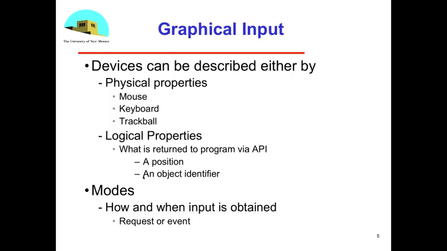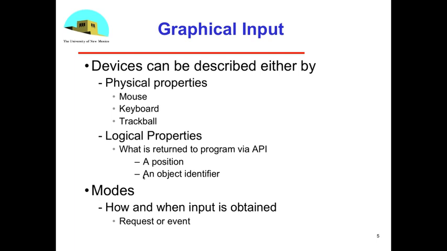Now let's look at input and different ways that we can get input. And what I want to talk about first is the physical devices. So we have devices like a mouse, a keyboard, a touchpad, and we can characterize them by their physical properties, what it takes to generate some sort of information that goes back to the computer. But we can also look at them as logical devices, which we'll explain in a minute, but I think that's actually going to be what you're more familiar with.